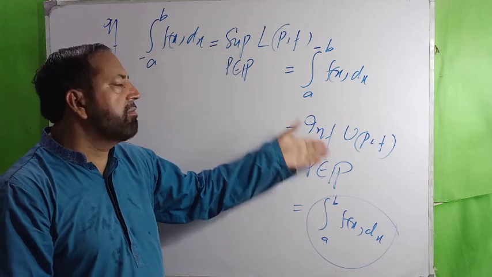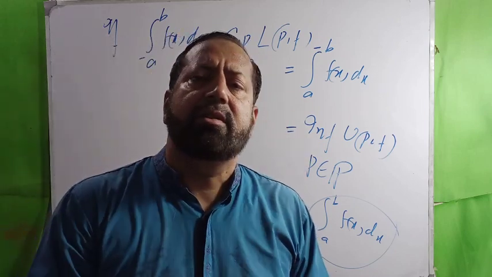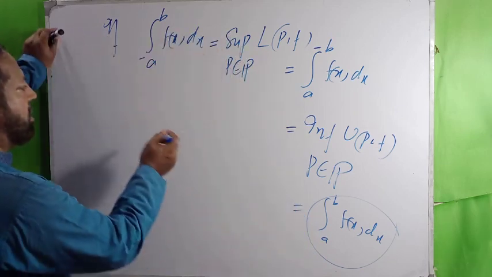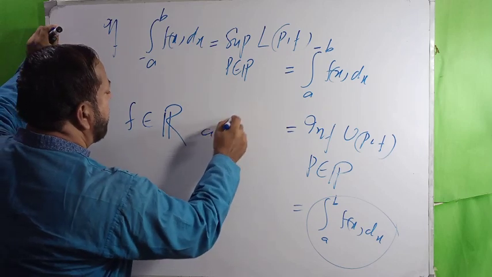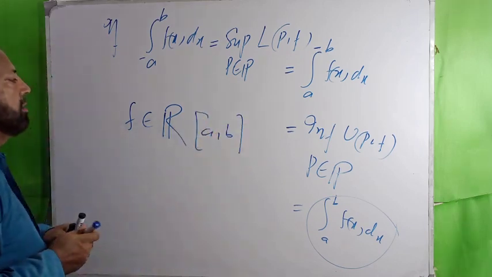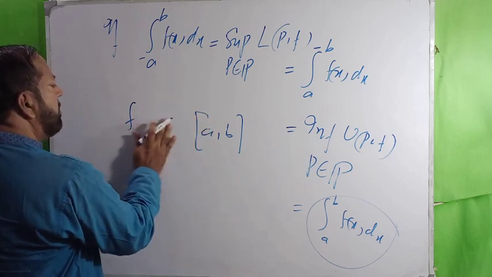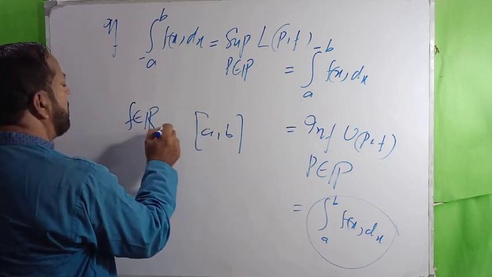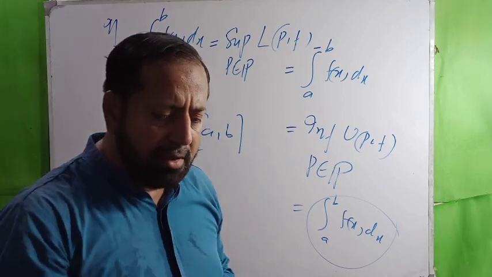When these two are equal, then we say that f is Riemann integrable, and we write f belongs to R on [a,b], which means that our function is Riemann integrable. This was the discussion in the last lecture.